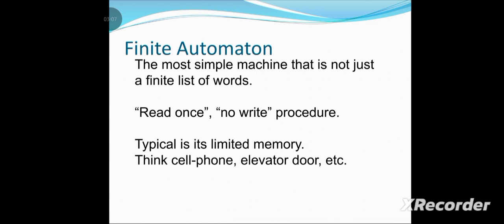For this purpose we need a machine called M. That machine is your finite automata. A finite automaton is just a simple machine. It is not a list of words. It will just read the input once. It will not write anything. This machine cannot write anything. It will just read the input and tell whether the input is accepted or rejected by that machine. It has very limited memory, like a cell phone or an elevator door. Limited memory.